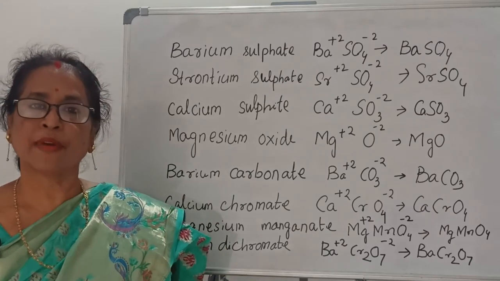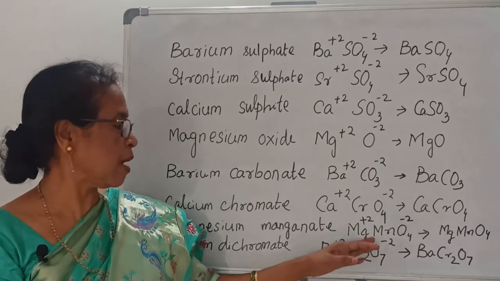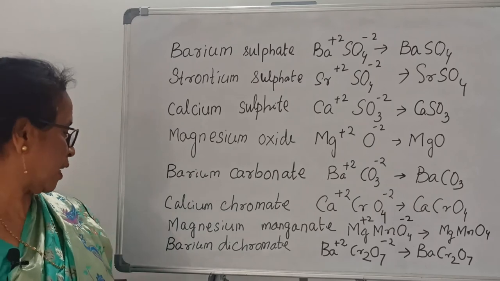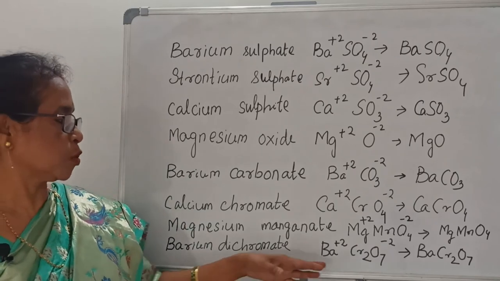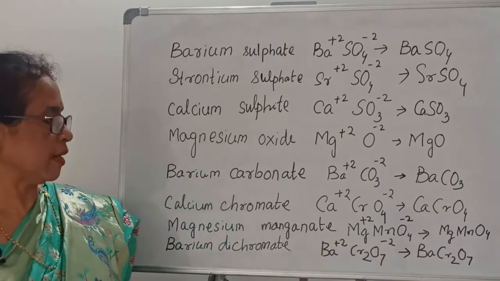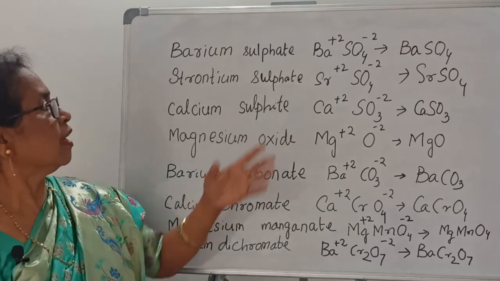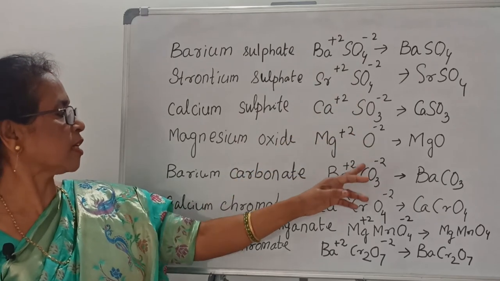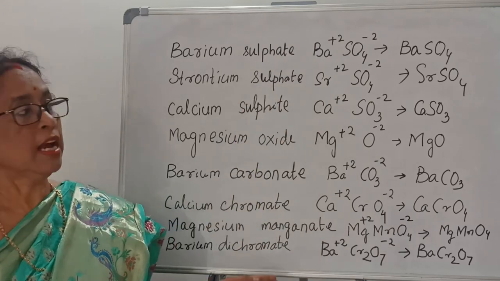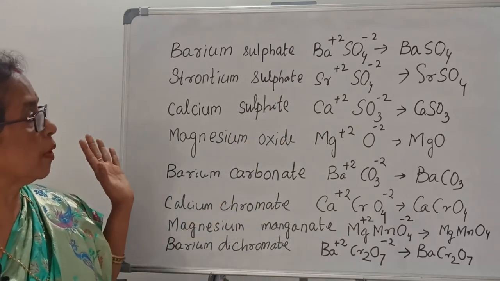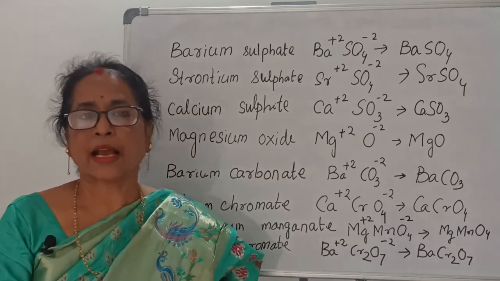Magnesium manganate, MgMnO4. Mg means magnesium, MnO4 means having charge minus 2, manganate. Barium dichromate, Ba plus 2, Cr2O7 minus 2, so BaCr2O7. So what you learned here is that the divalent anions are sulfate, sulfide, oxide, carbonate, chromate, manganate and dichromate that you are using here. And now I hope it is clear how the compounds form with the help of divalent cation and divalent anion.